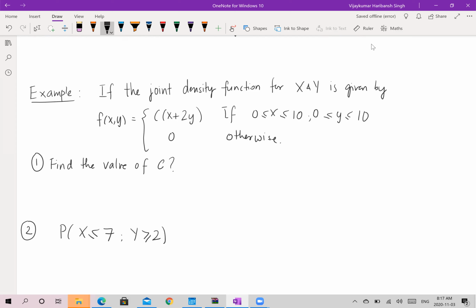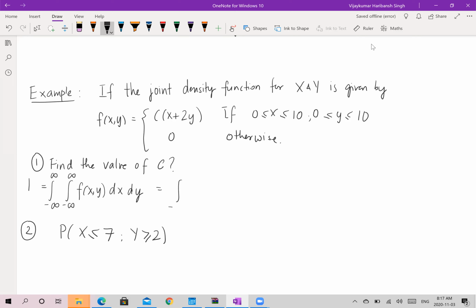So if you look at this problem, you're given a joint density function and you need to find out what this value of c is. Well, what is the property of a joint density function we know? The property we know is that if we integrate over R2, f of xy dx dy, this is going to be 1, right? This is the property of a joint density function.